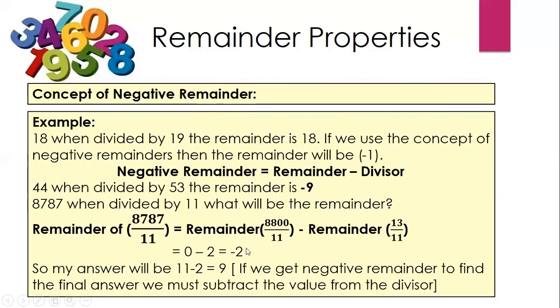So we cannot leave the negative remainder as such. When we are getting the negative remainder minus 2, that has to be subtracted from the divisor to get the absolute value. So 11 minus 2, it is 9. So our answer will be 9.